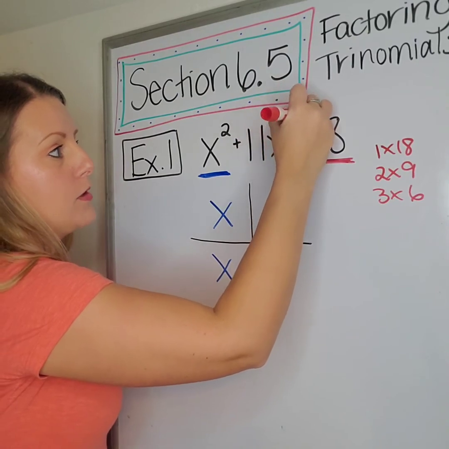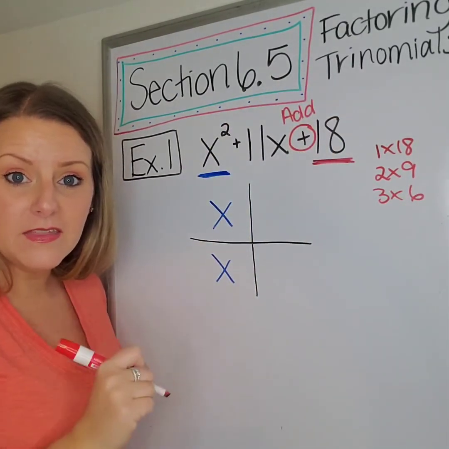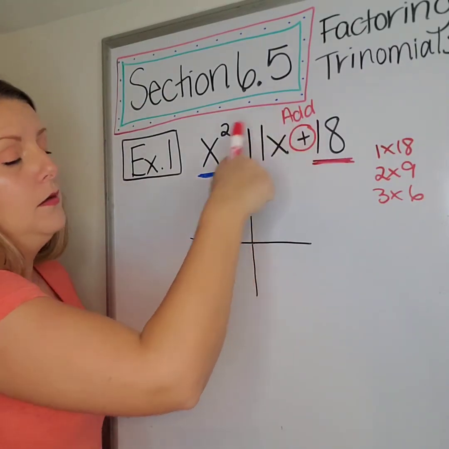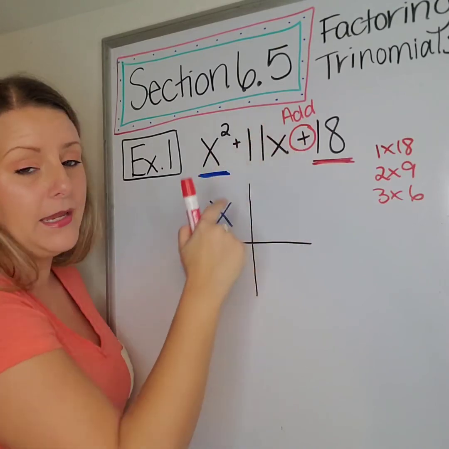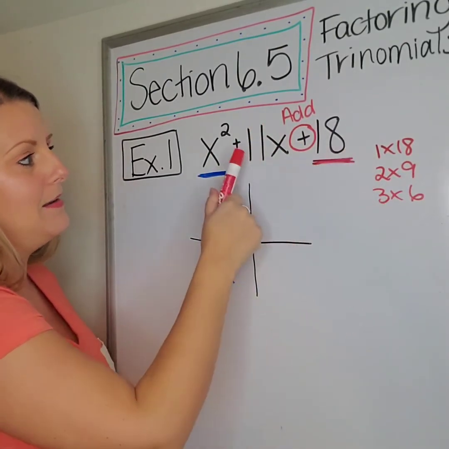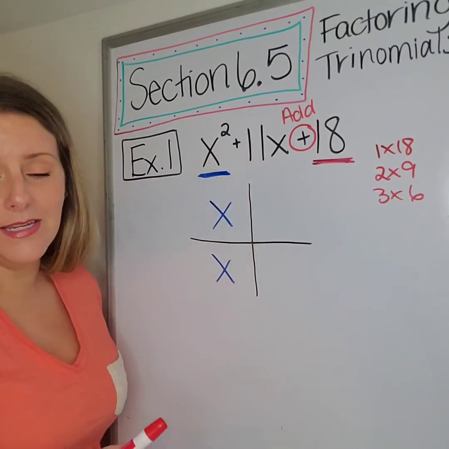So I'm going to write a note, add. And again, make sure you're taking notes. You're physically writing this down. If you're not, you're not going to learn it. But make sure you're adding. Now, if this is a minus, you would be subtracting. We want these numbers to add to this middle number, and the middle number is 11.